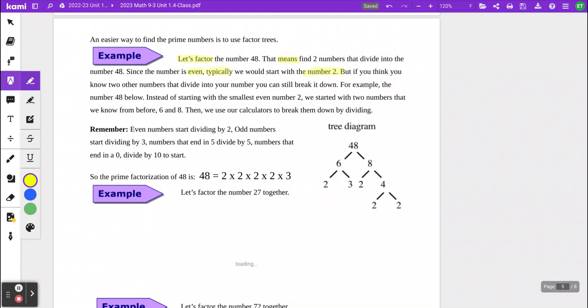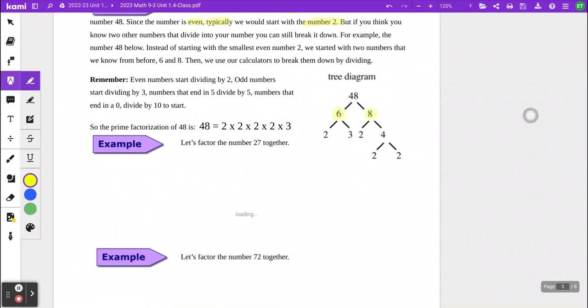But if you think of 2 other numbers, like I'm showing 48 here, we can think of the number 6 and 8. They're both even. You could think of 12 and 4, or 2 and 24. There's lots of different combinations to make 48. So 48 would divide by 6 and 8. The 6 breaks down into 2 times 3. The 8 breaks down into 2 times 4, and the 4 will break down into 2 times 2.